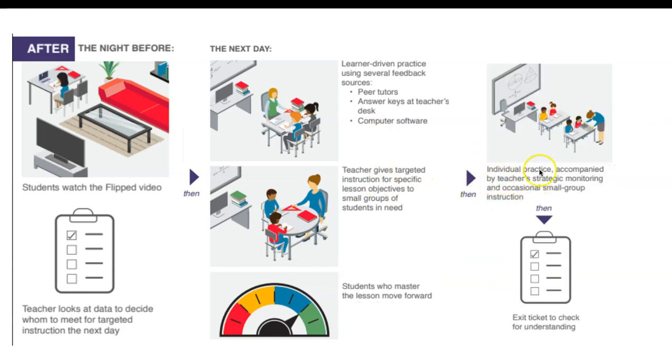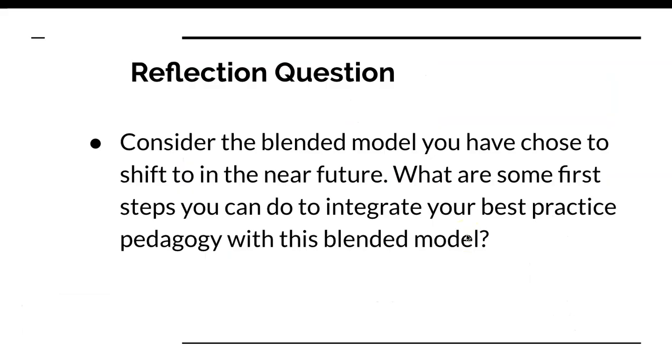So from all this work, we have individual practice accompanied by the teacher's strategic monitoring and occasional small group instruction, as we've been talking about. And at the end, an exit ticket to check for understanding, and you can see that the cycle just continues on. That gives us some data about what things we want to do next. Perhaps what to set up in the next day or two as far as another flipped learning video or experience, for example, and the cycle of instruction continues. So based on what we're talking about, we took a pretty typical, solid workshop model classroom experience, and then we layered onto it what a blended learning model, in particular a flipped learning model, might look like.